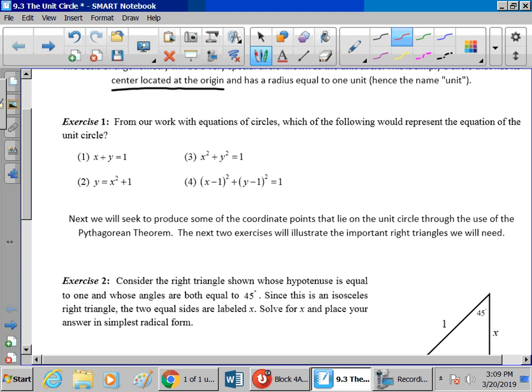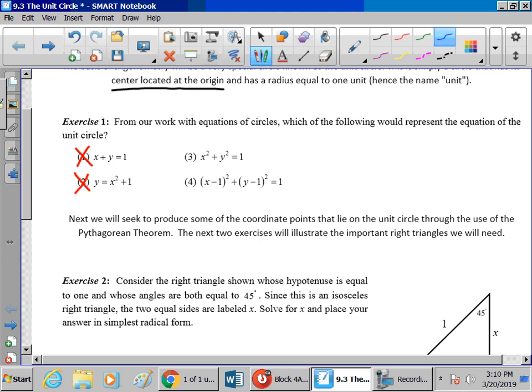So from our work with equations of circles, which of the following would represent the equation of the unit circle? Okay, well we can do some elimination. This 1 is not a circle, it's a line, so that can't be right. 2 is a parabola, so that can't be right either. All right, so we have two options left. We have x squared plus y squared equals 1, and we have x minus 1 quantity squared plus y minus 1 quantity squared equals 1.